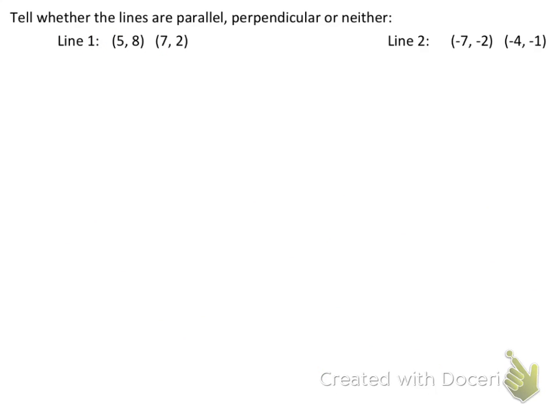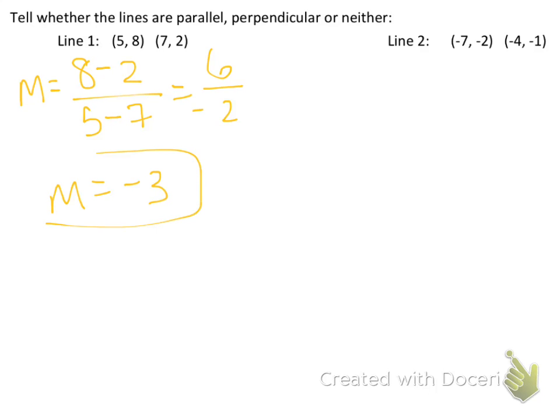So tell whether the lines are parallel, perpendicular, or neither. Again, I don't want you to visualize these. As I did before, I am going to model how I want you to show your work. The first thing you need to do is find the slope of the first line. So the change in the y, 8 minus 2, over the change in the x, I must take the 5 first, minus 7. When I simplify this, 8 minus 2 is 6, over -2, so I can simplify this slope as -3.